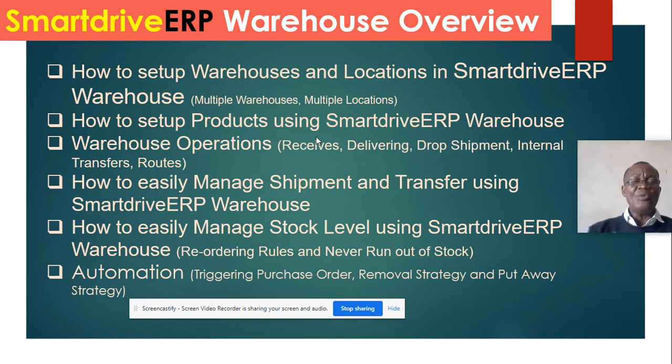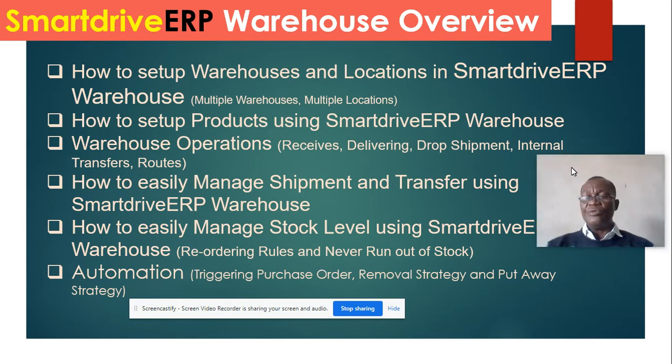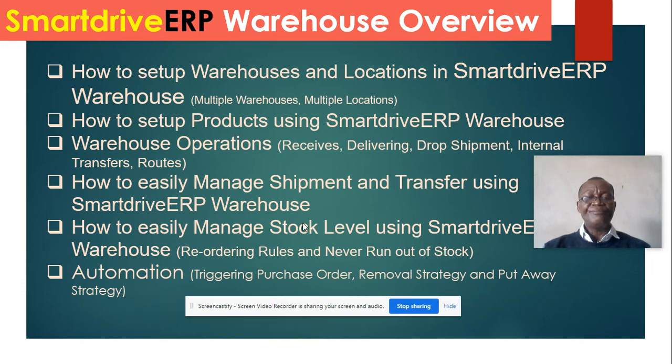Okay, so we'll show you how you can set up products using SmartDrive ERP in each of those warehouses. We'll also show you how you can easily manage shipment and transfer using SmartDrive ERP warehouse. We'll show you how easy it is for you to manage stock level using our SmartDrive ERP. Okay, and then we have a number of automations that will trigger some actions for you, especially if you want to reorder, you have some triggers we built into this system that will let you know when you need to restock.